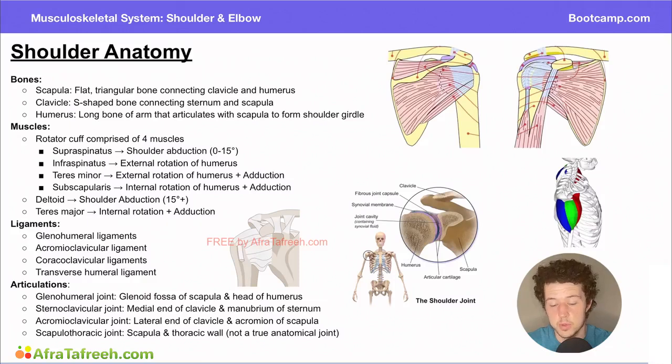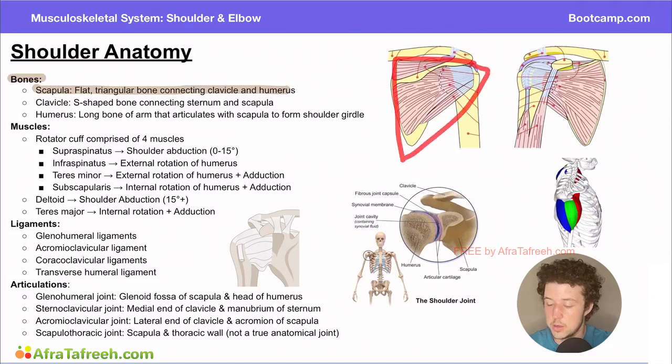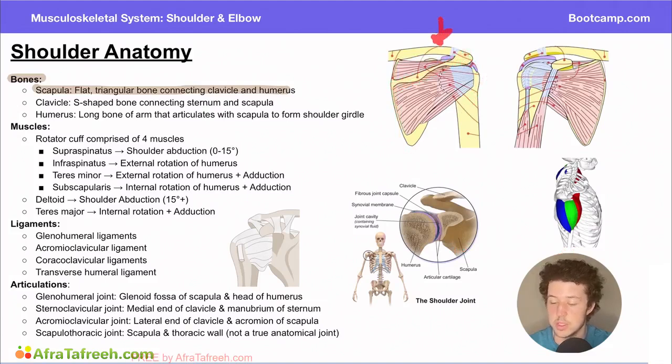So we'll start with the bones of the shoulder, and first we'll talk about the scapula, which is the flat triangular bone that'll connect the clavicle and the humerus. So we can see the scapula here, and here's the spine running across, which will eventually become the acromion, which is where the clavicle will attach to the scapula. And then the humerus will attach inside here, what we call the glenoid fossa of the scapula.